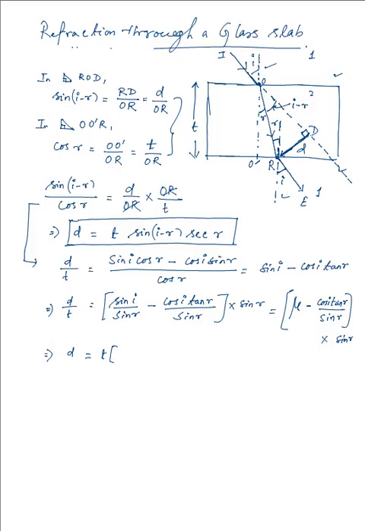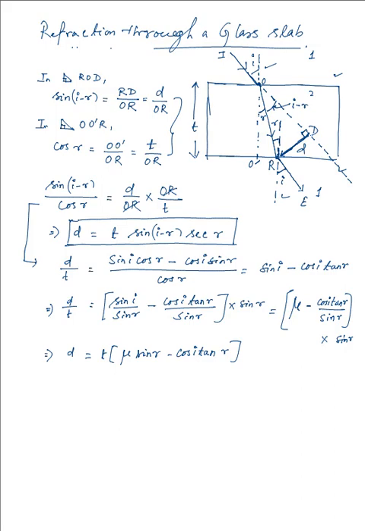We have mu times sine of r which has gone in, and if it goes into the second term, we have cosine of i tangent of r. The sine of r that we had multiplied and divided, they cancel out, and so we have t times mu sine r minus cosine i tangent of r.